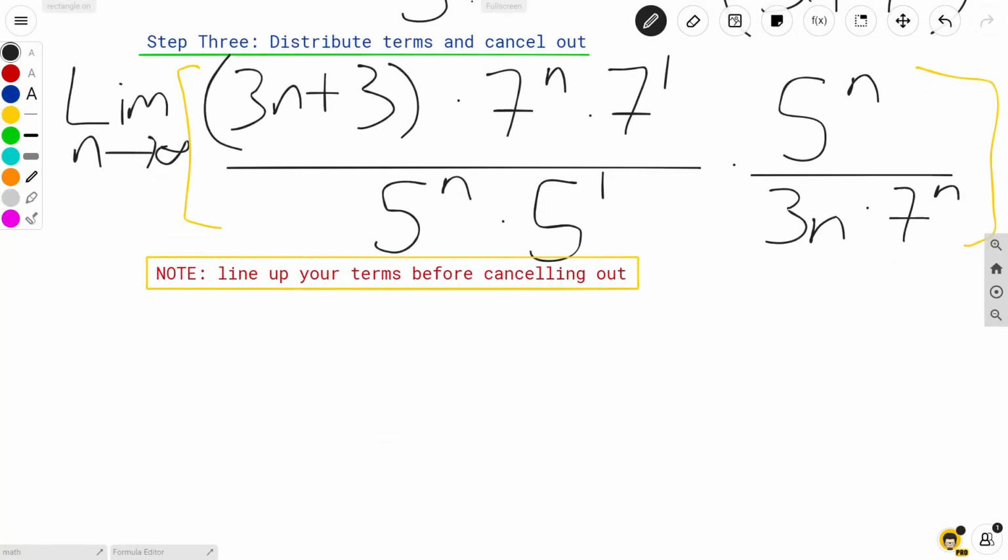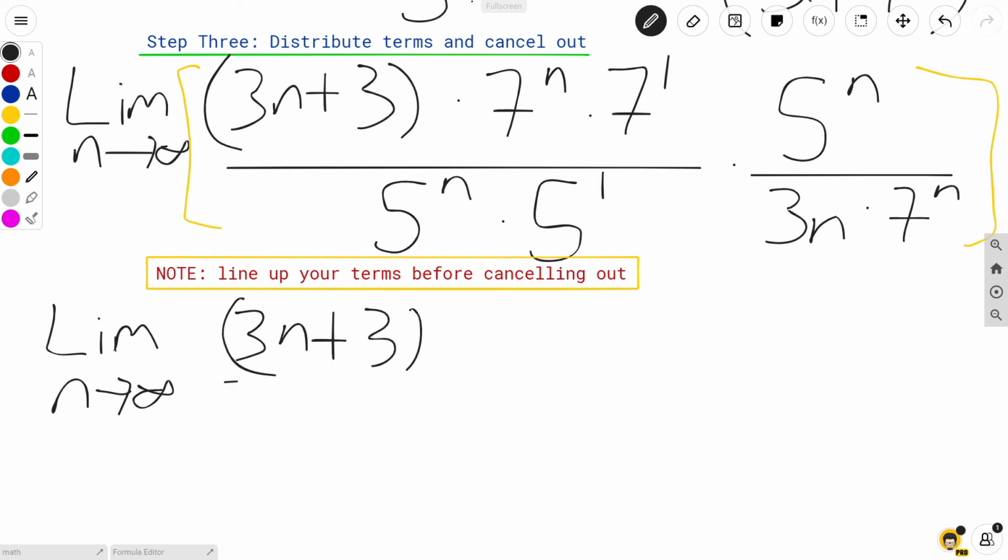So we're going to go ahead and line up all these terms. So the limit as n approaches infinity of 3n plus 3, and since these are in parentheses, they're basically together, divided by which term lines up with it. So right here, I'm going to put circles color-coded so I know which term lines up with which. So 3n plus 3 lines up with 3n.